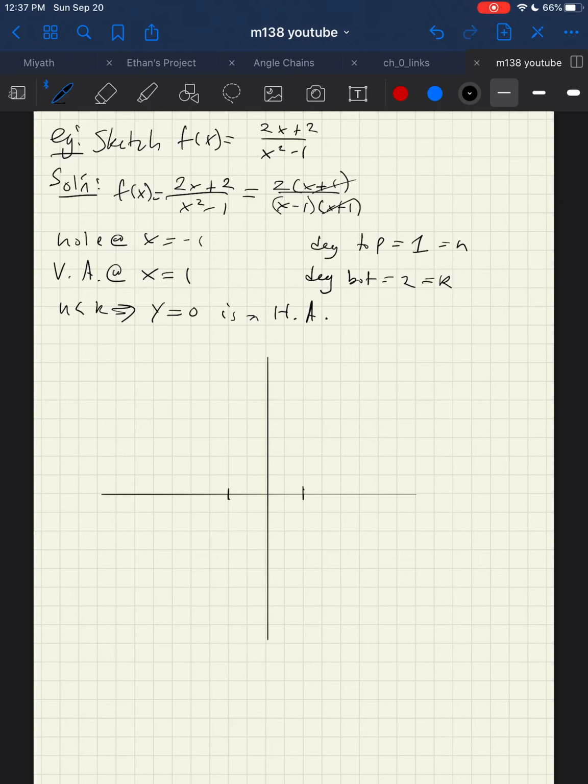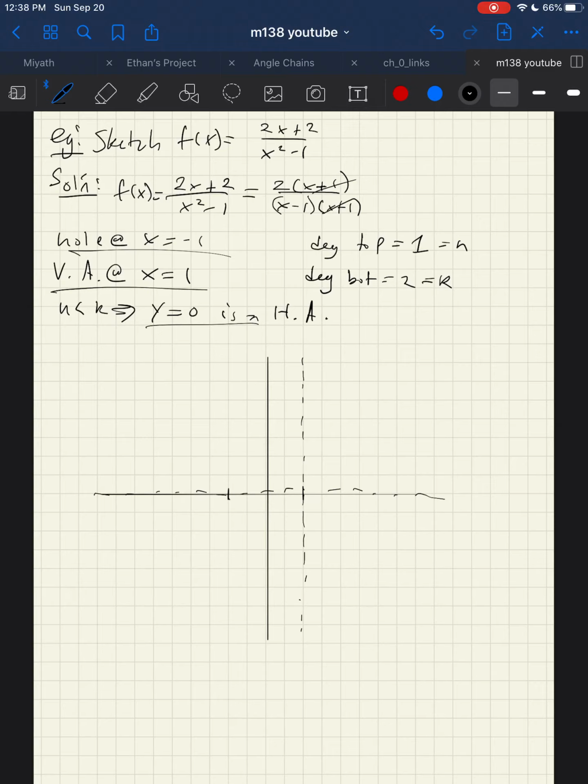So at -1, I know I've got a hole, right? There's a hole at x equals -1. I don't know what y is going to be there, so I just need to remember there's a hole there. Now for x equals 1, I've got a vertical asymptote, and I denote this with a dashed line through that x equals 1. Now I've got a horizontal asymptote at y equals 0, so that is indicated by a dashed line just around the x-axis there.